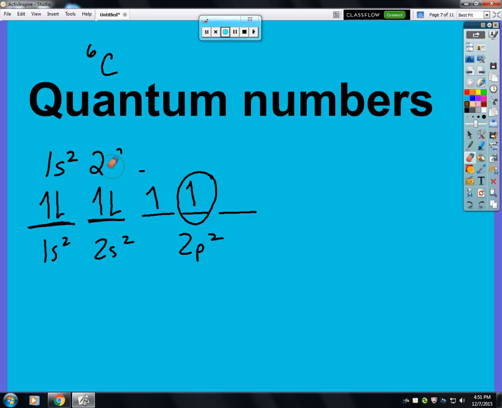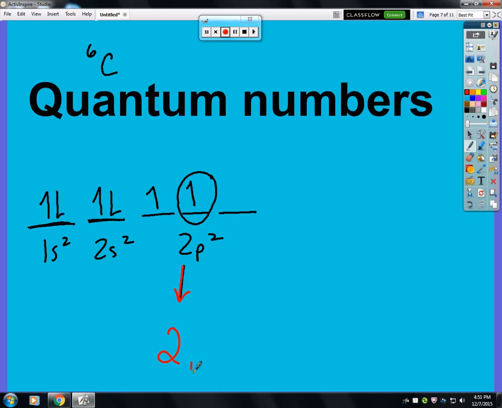All right, so that electron has a specific address. The address is what? Well, what energy level is it on? It's on the second energy level. There you go. It's on the second energy level, isn't it? So what's the quantum number? The quantum number for that electron right there is 2, because it's on the second energy level. So the principal quantum number, or N, is 2.